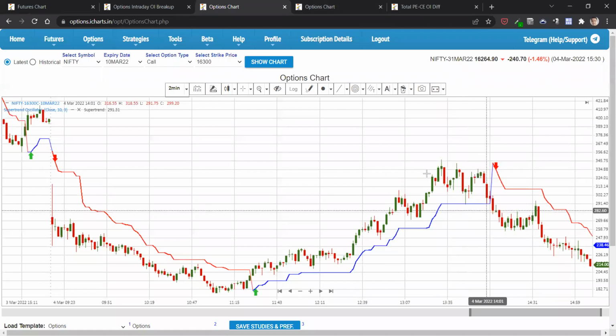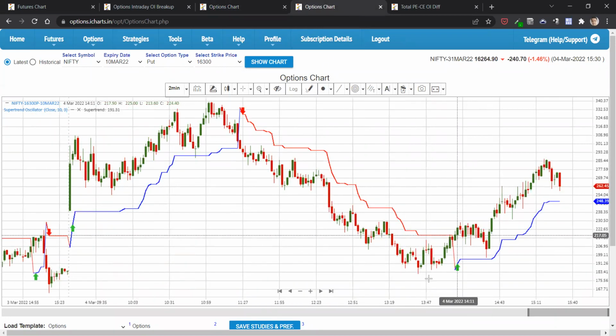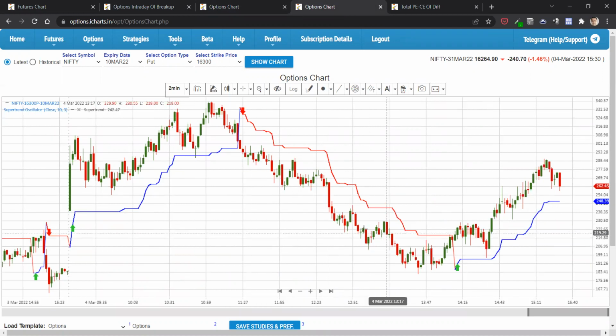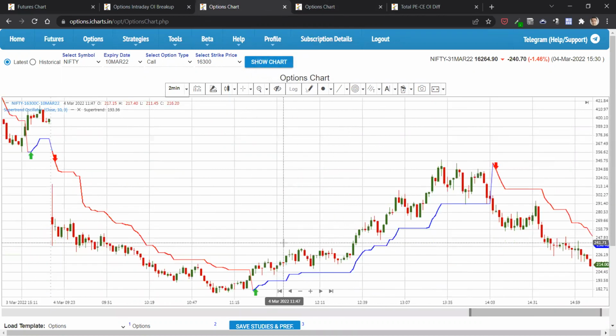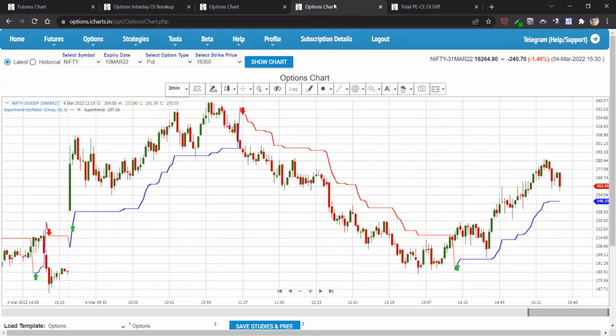So now you will exit only over here. Call you will exit here, and put you will exit here. Or if you have any targets in mind, you can exit. If you're trading multiple lots, you can exit over here, as you're going in the same direction. This again is up to you. But finally, once the Super Trend signal is given, you have to exit fully.